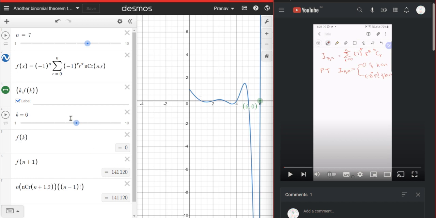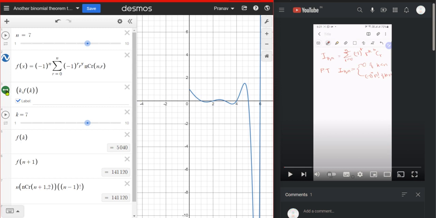So yeah, this is the little thing that I made. So k equal to 6, at 1 you just got 0, and so on. So you got 0, 0, 0, 0, 0, and when it becomes 7, it will basically go out of the graph, although it's not actually going out of the graph, because f of k is 5040. That's why it seems it's out of the graph.